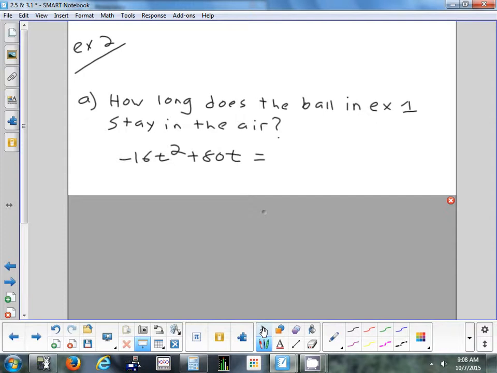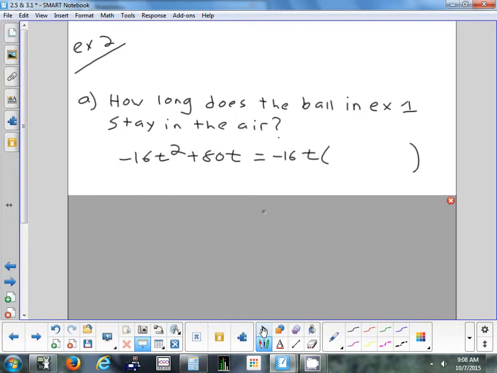Okay, to figure this out, let's see if we can factor it. What do both of these terms have in common? Yeah, you can take a t out. You could take a negative out if you wanted to. What else do they both have in common? Yeah, you can factor 16 out of both of them. Okay, so let's factor out a negative 16 and a t from both.